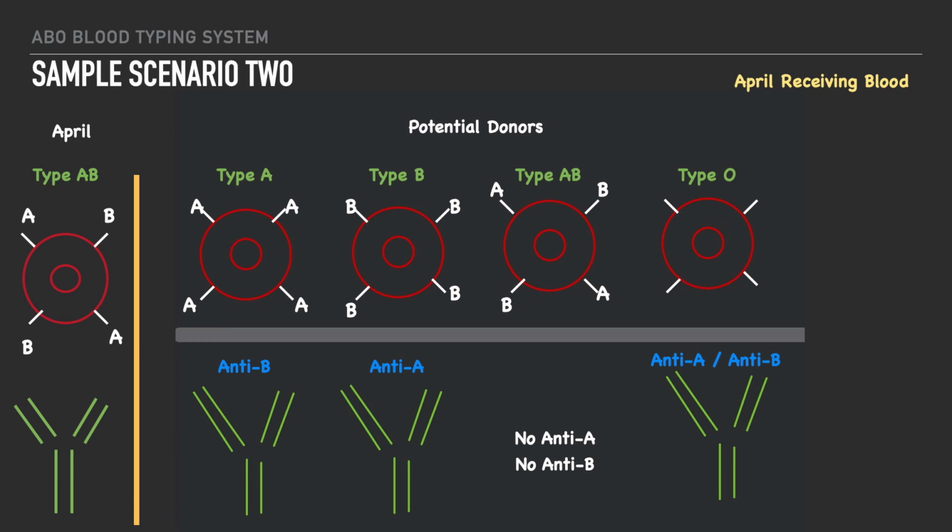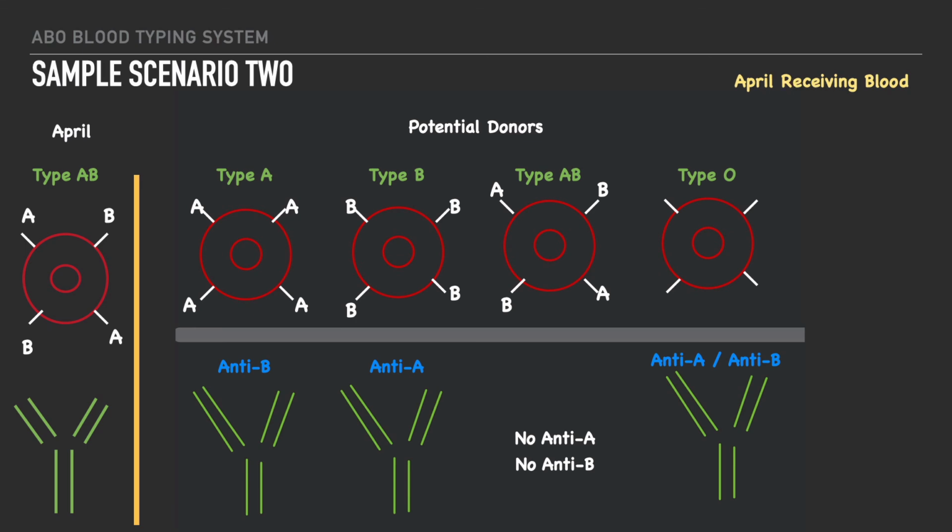does. And now, looking at type O blood, we notice that there aren't any A or B antigens on the surface of this red blood cell. And because April doesn't have any anti-A or anti-B antibodies, her immune system wouldn't attack red blood cells that don't have an A or B antigen on it. So what we've just uncovered is that April's blood type, individuals with type AB blood, are considered to be universal recipients because their blood type can receive from type A, type B, AB, and type O individuals.